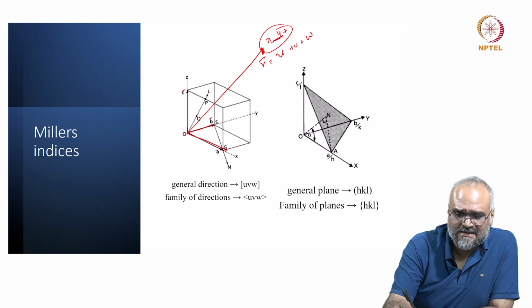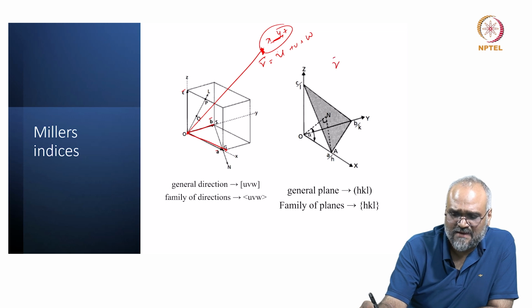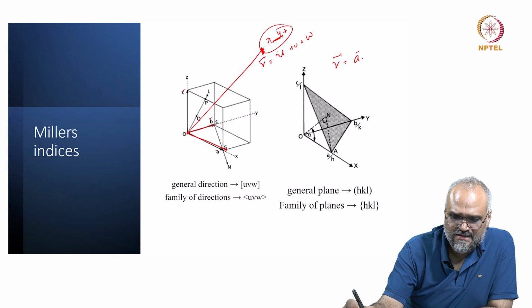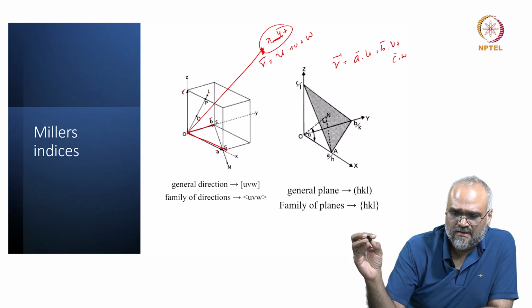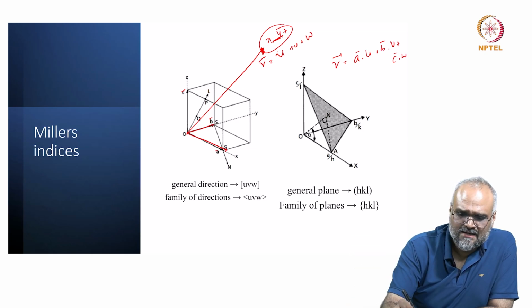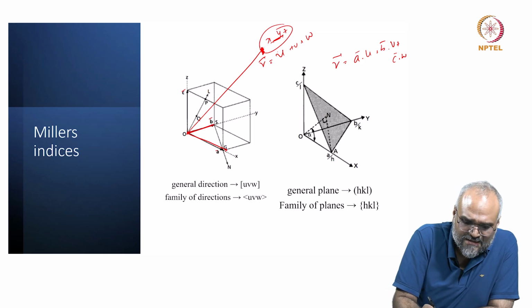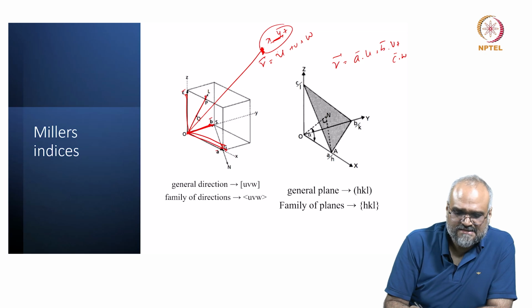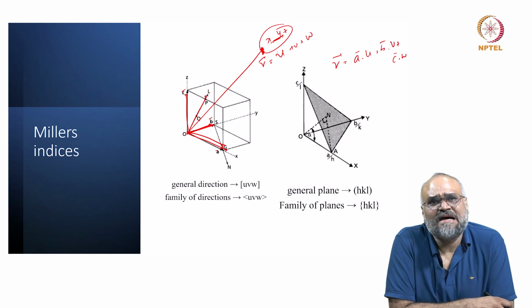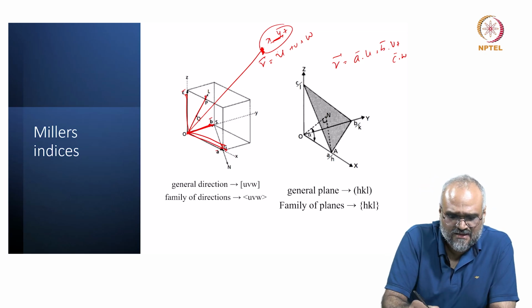when I want to write the position vector for this, I can always write r bar as a bar times u plus b bar times v plus c bar times w, where this point I can define in terms of some unit vectors which are along my unit cell vectors.